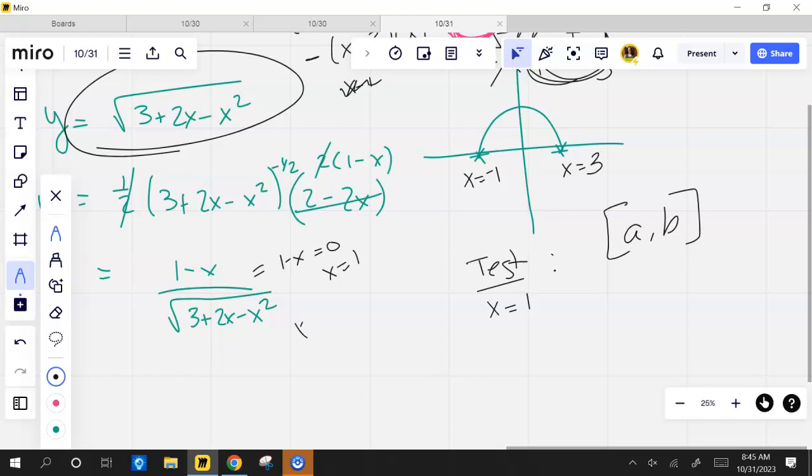All right, so here I know I've already set this equal to 0 and done it in the beginning, so I'm just going to say x equals -1 and x equals 3. And so here are my points that I'm going to test.